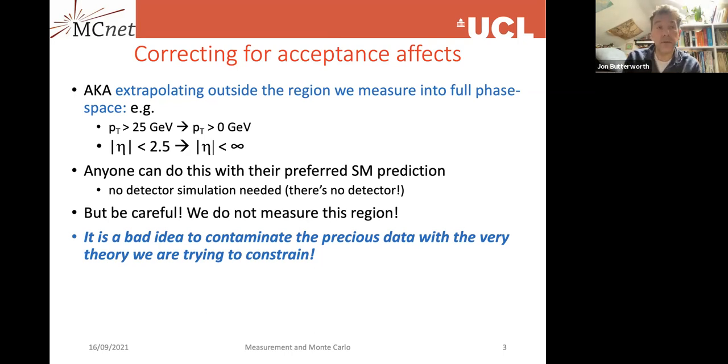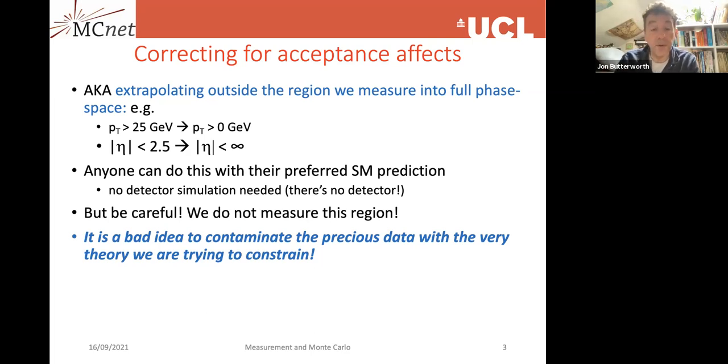If you've measured the cross section within a fiducial region, say pT greater than 25 and rapidity less than 2.5, and corrected for detector effects within that region, so it's effectively a particle level cross section in that region, then anyone can do the extrapolation. You don't need the detector simulation. You can take a Monte Carlo and ask, what's the cross section in the restricted phase space? What's the total cross section? I'll just correct by the ratio, and there we are.